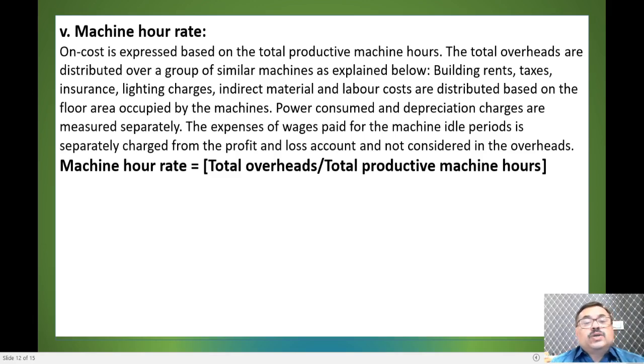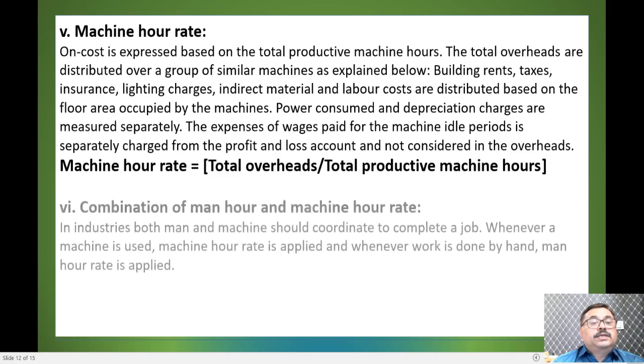Machine hour rate is equal to total overheads divided by the total productive machine hours. How much of machine hour will be productive? Here we are not going to consider the machine idle time and the wages paid when the machine is not working. That will not be considered here. Only active machine hour rate will be considered here.